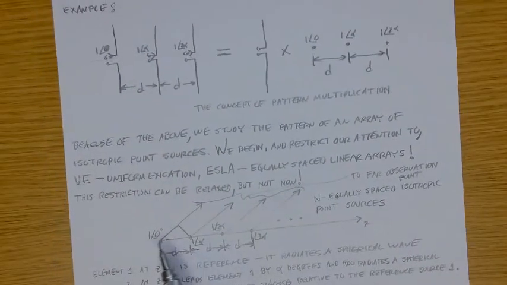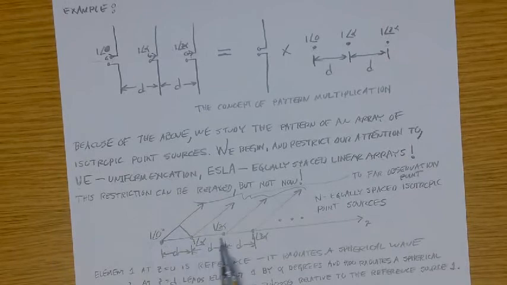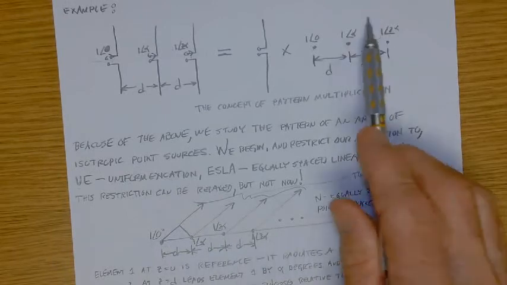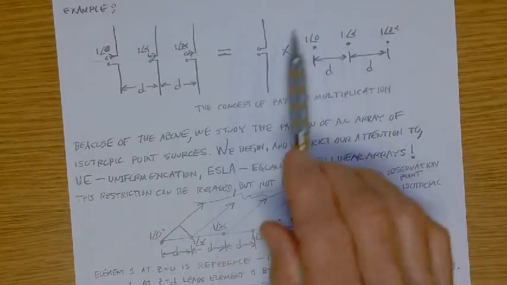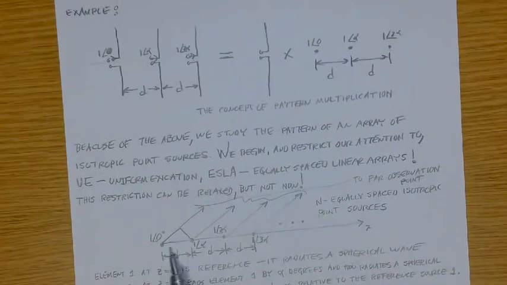Okay, so here we go. Here's our array of point sources. That's what we're studying. We'll do the product later on, but for now we're just looking at the array of isotropic point sources, spaced by d, dot dot dot. So there's going to be n of these. This element is the reference element, so it's 1 at an angle of 0. Remember, they're UE, uniform excitation, so they all have weight 1.